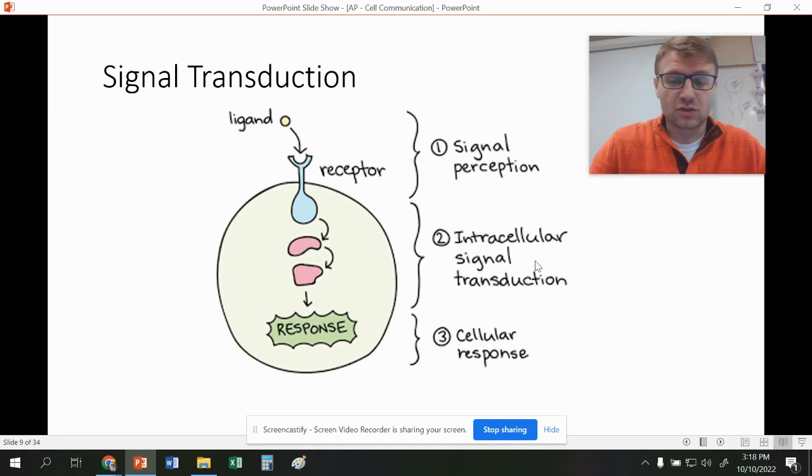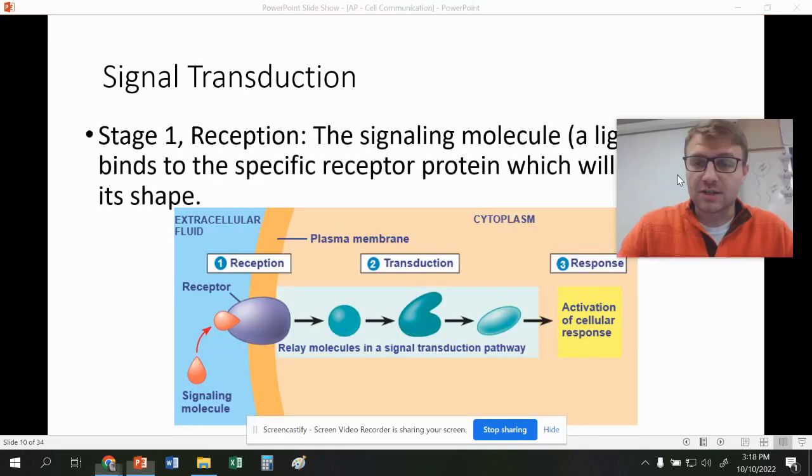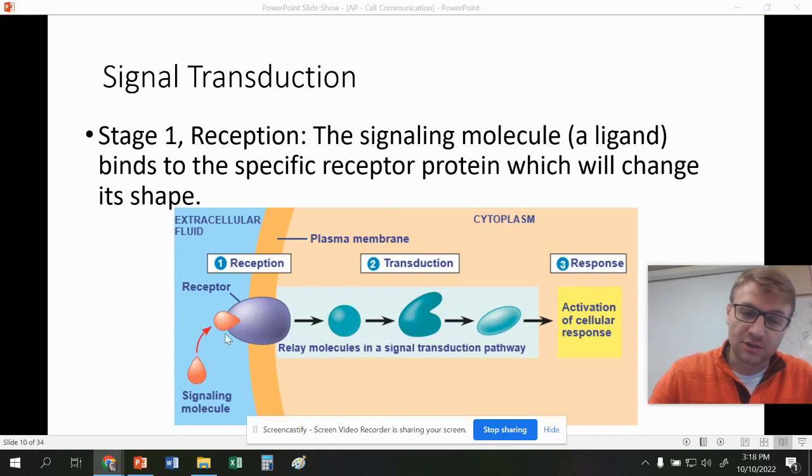You have your intracellular signal transduction. This is the activation of other messengers within the cell. And then you have some cellular response. These are the three main steps of signal transduction. So just like I said, the first is the reception. This is where the ligand is going to bond with the protein. What usually happens is the protein will change shape in some way. And when you change shape, you change function.